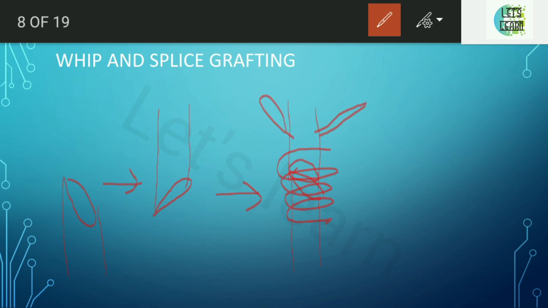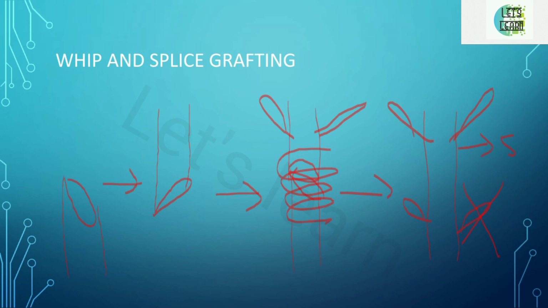And if you see any bud formation from the rootstock, that should be immediately detached. Only bud formation from the scion should be allowed, so that the characters of both the rootstock and scion will be seen in the scion. I think you are clear with this.